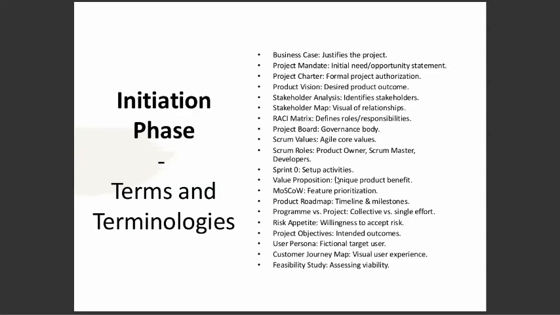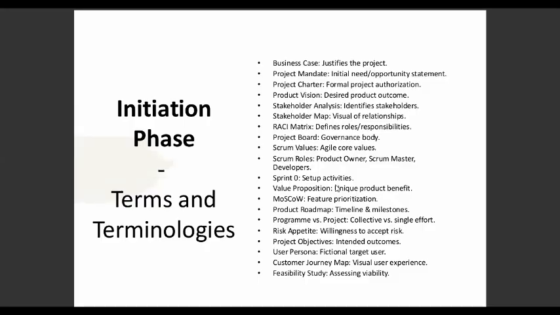Now, in the initiation phase, you most likely would find terminologies like stakeholder analysis, stakeholder map, RACI matrix, project board, Scrum values, Scrum rules, value proposition, MoSCoW, product roadmap, program, projects, risk appetite, project objective, user persona, customer journey map, feasibility studies. I would explain some of these concepts.